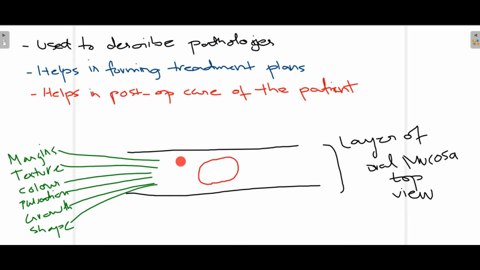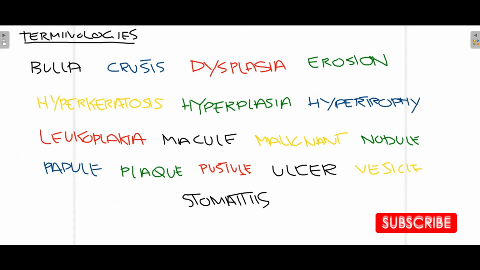Now in this diagram you can see a particular lesion that is present in the oral cavity, and in this lesion we look for the margins, texture, and any pulsation. If pulsation is present, it can mean that the pathology may be due to a vascular component present in that particular area. We also check for growth and shape of these lesions. These are the basic terminologies, descriptive in nature, used in oral and maxillofacial pathology, and we will discuss them one by one.